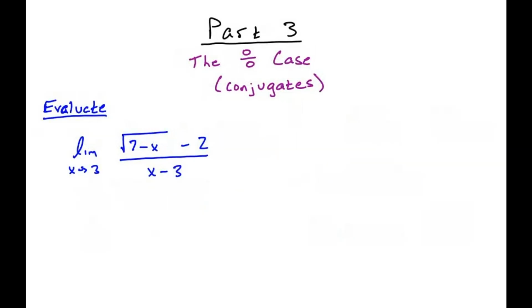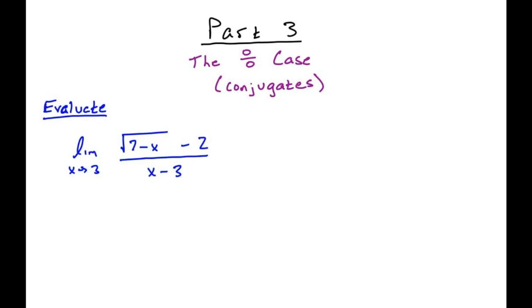The 0 over 0 case continued. This time we're going to simplify our situation by using conjugates. And we mainly use conjugates when we're dealing with radicals. Here we have the limit as x approaches 3 of this expression.